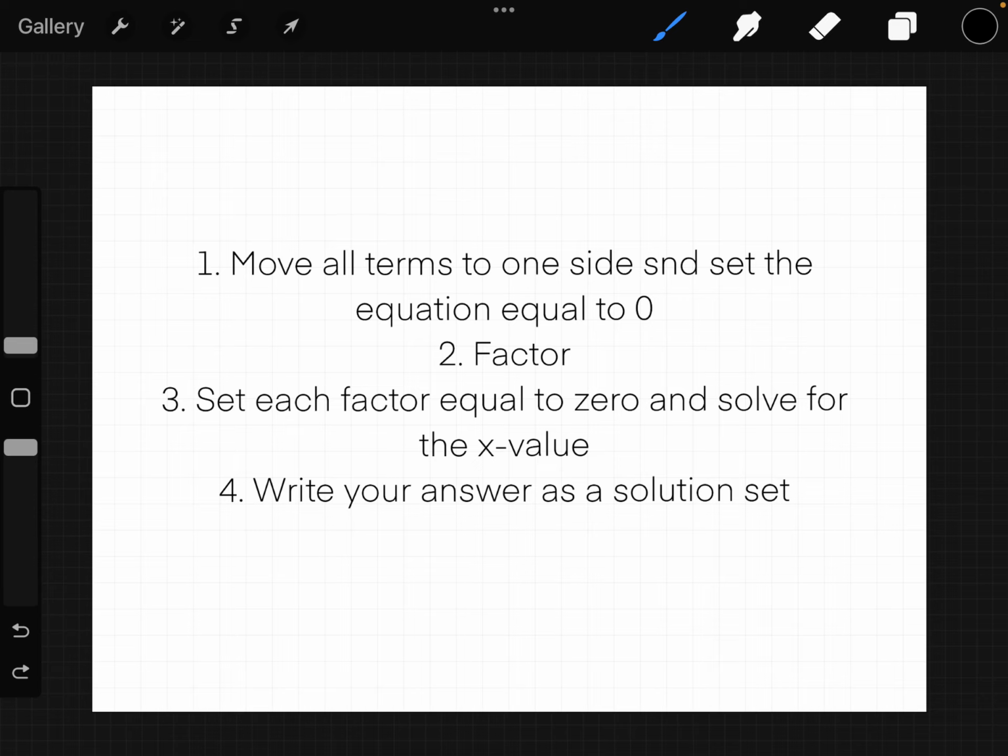So we're going to move all the terms to one side and set the equation equal to 0. Then we're going to factor the equation. Then we're going to set each factor equal to 0 and solve for x. Finally, we're going to write our answer as the solution set.